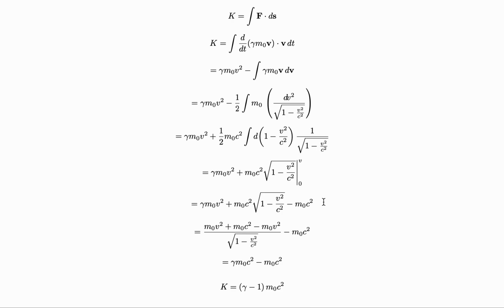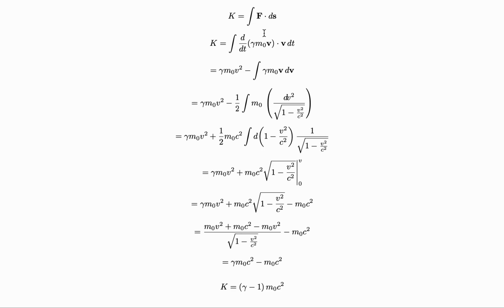Hello, today let's explore how we can derive the famous E equals mc squared equation. Okay, we can first try to figure out the kinetic energy of, say, an electron with rest mass m0. Okay, so the kinetic energy equals force times displacement.